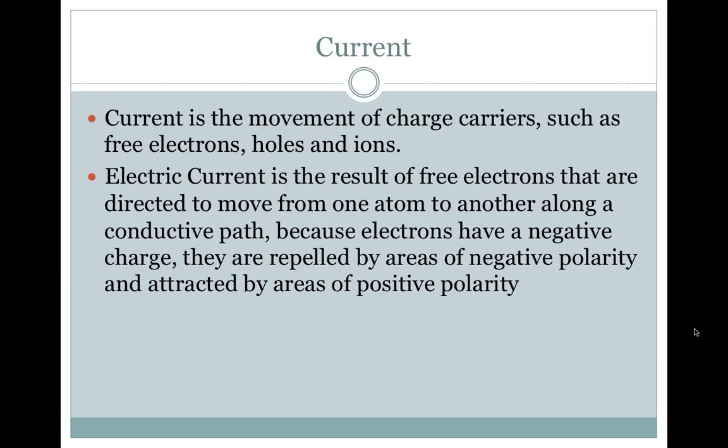Current. Current is the movement of charge carriers, such as free electrons, holes, and ions. Electric current is the result of free electrons that are directed to move from one atom to another along a conductive path. Because electrons have a negative charge, they are repelled by areas of negative polarity and attracted by areas of positive polarity.